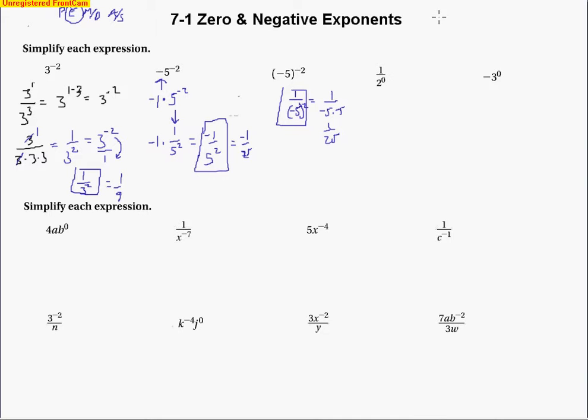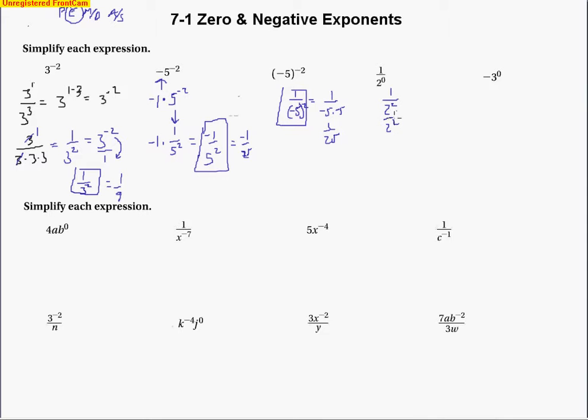Okay, so let's take a look back at a division problem. Let's say it was, how about, since it's 1 over, I'll do 1 over, and then let's say it was 2 to the second power over 2 to the second power.